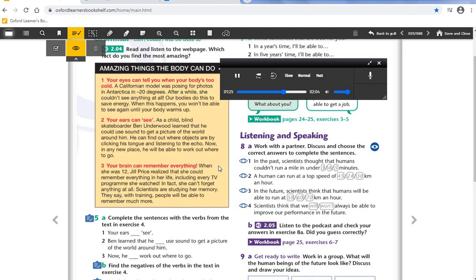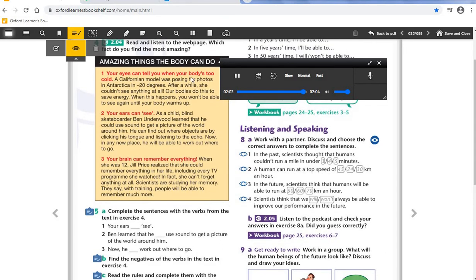3. Your brain can remember everything. When she was 12, Jill Price realized that she could remember everything in her life, including every TV program she watched. In fact, she can't forget anything at all. Scientists are studying her memory. They say with training, people will be able to remember much more.